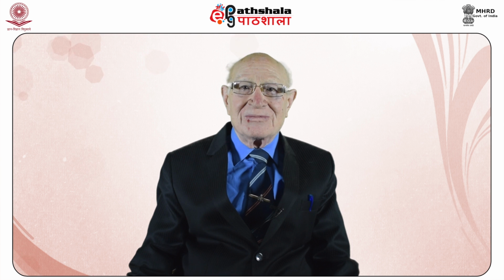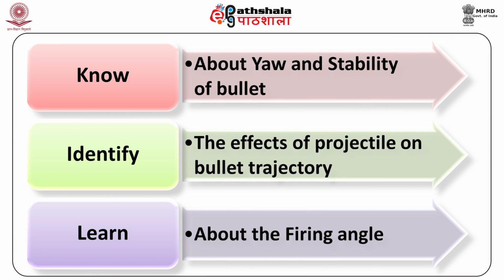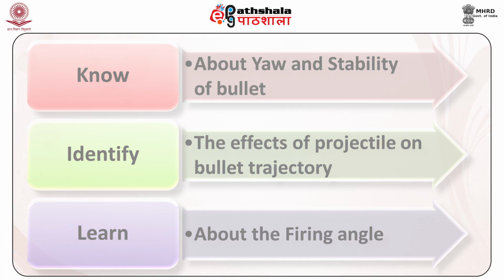The other point which I wish to tell you is that overstabilization of the bullet, which is called yaw, also gives an instability to the bullet when it comes out of the muzzle end, and this is called yaw. Dear students, after studying this module, you shall be able to know about yaw and stability of bullet, identify the effects of projectile on bullet trajectory, and learn about the firing angle.